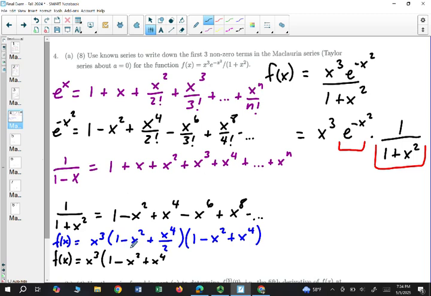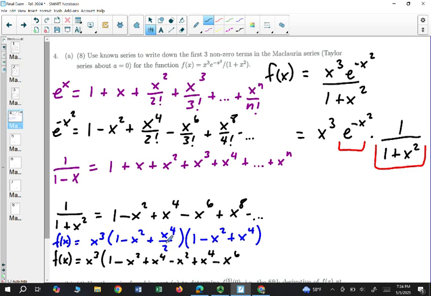Okay, now switch gears to the negative x squared. Negative x squared times 1 is negative x squared. Negative x squared times negative x squared is a positive x to the 4th. And negative x squared times x to the 4th will be a negative x to the 6th.